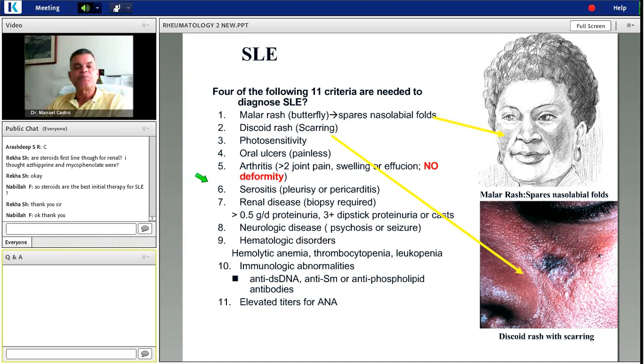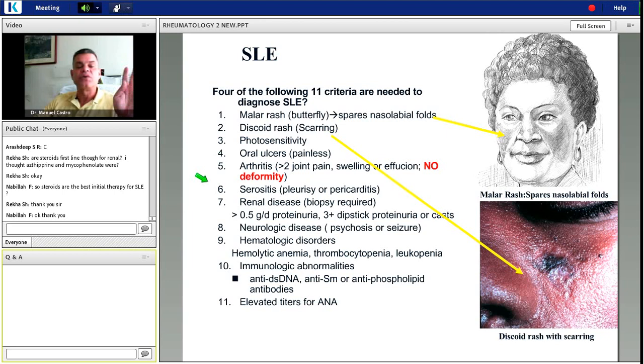And then renal disease. Remember, a biopsy is required, but it doesn't mean that you don't start a corticosteroid before the biopsy. You start the corticosteroid, then you do the biopsy. The neurological disease as well, okay? Now, serositis, renal disease, neurological disease, and even some of the hematologic disorders are usually treated with steroids. So remember that very well, okay?